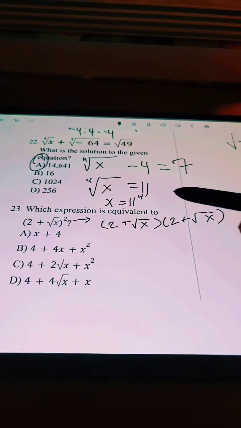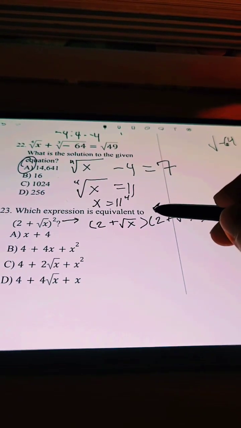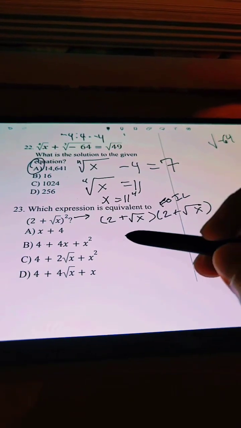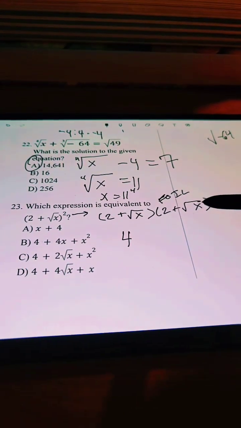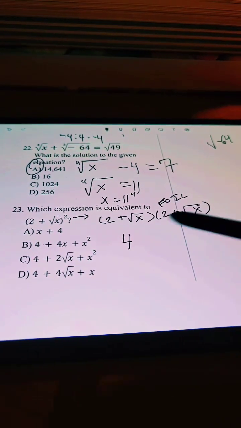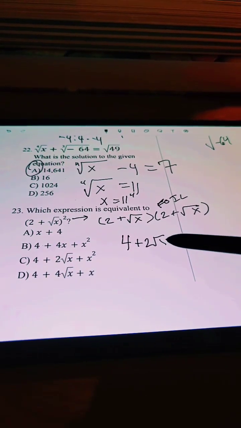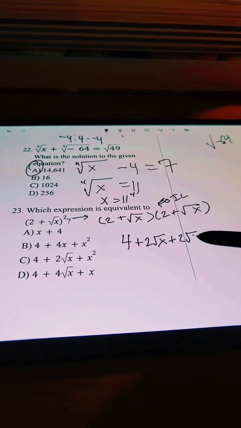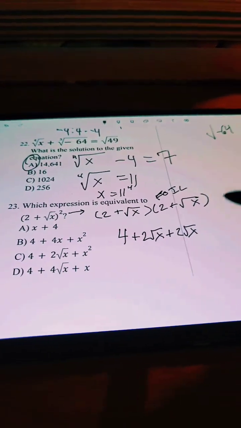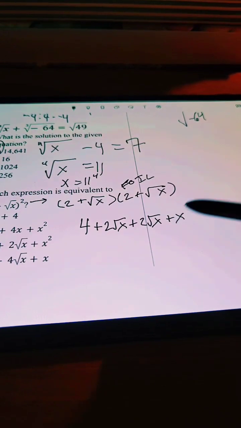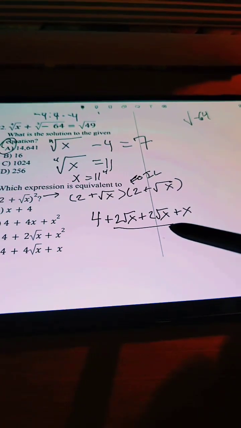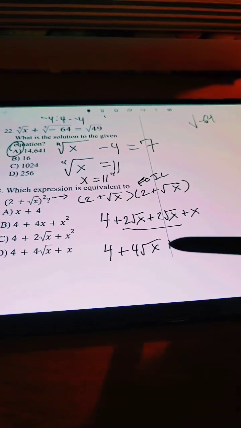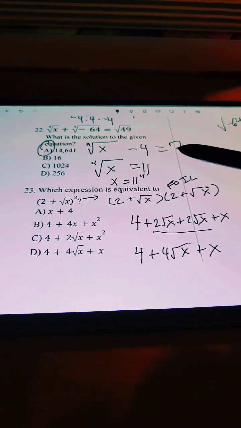So I'm going to now FOIL, which is an acronym. FOIL is an acronym that stands for what I'm multiplying together. So F stands for I multiply the first things together, so 2 times 2, which is 4. And then O stands for I multiply the outer things together, so 2 times root x, which is just going to be 2 root x. I stands for I multiply the inner terms together, so root x times 2, so plus 2 root x. And then L stands for I multiply the last things together, so root x times root x, which is just going to be x. Now I'm going to combine my like terms right over here. So I'm going to have 4 plus 4 root x plus x. And that's going to be D.